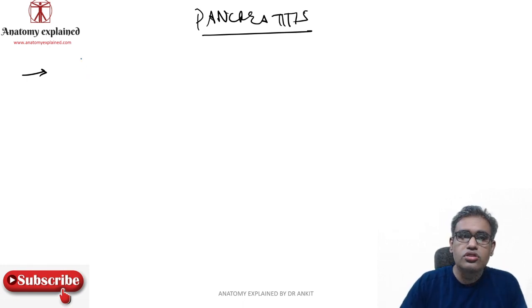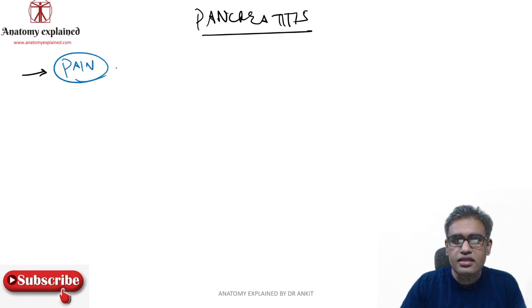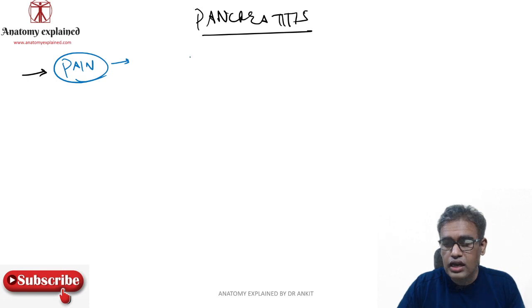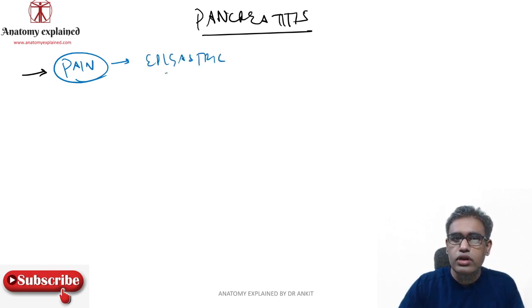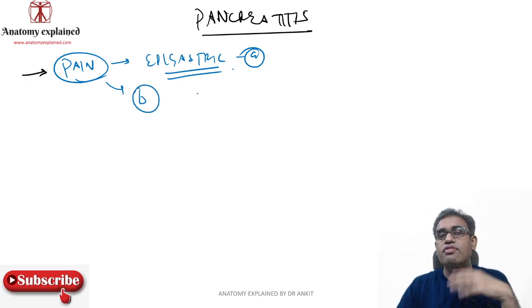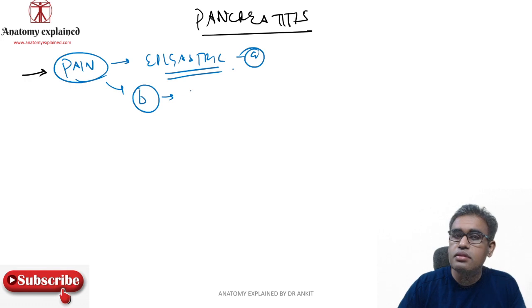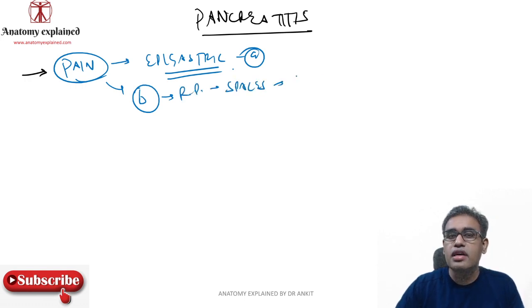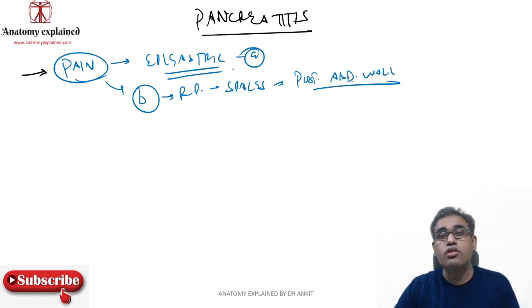So first of all, where would the pain be? If the pancreas is getting inflamed, where would the pain be? As it is coming from the foregut, the referred pain from the foregut goes to the epigastric region. Point number 1: pain goes to the epigastric region. But as it is a retroperitoneal organ, the inflammation around the pancreas may reach the retroperitoneal spaces and involve the posterior abdominal wall, which is lying around the kidney.